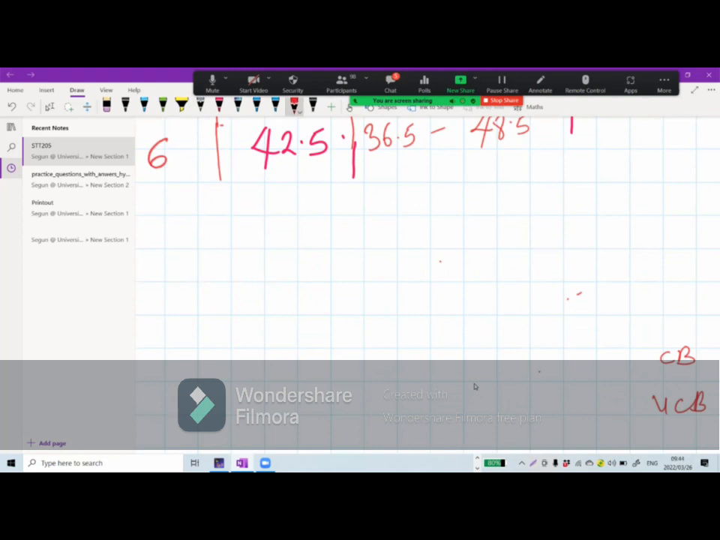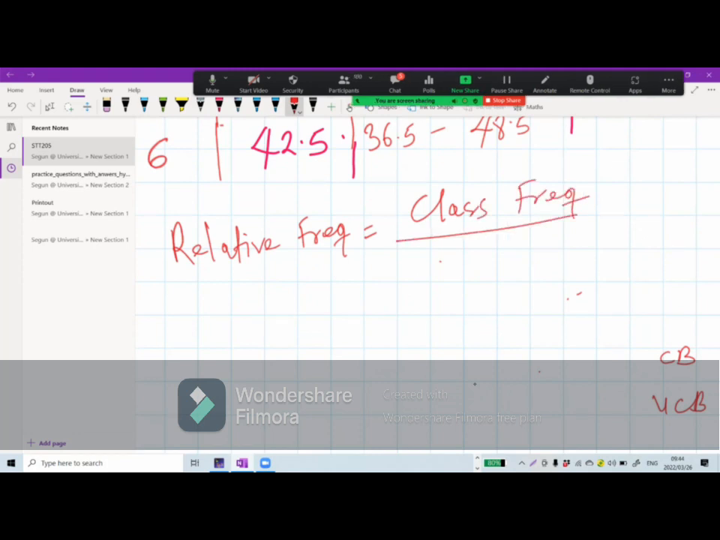Okay, for the relative frequency, let's write it down. Relative frequency is the same thing as class frequency divided by total frequency, that is, the sum of all frequency.